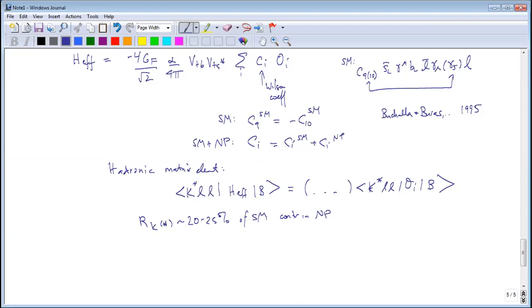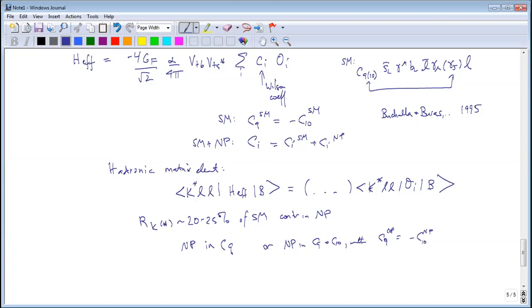But the ones that seem the most preferred by the fits are either new physics in C9, or new physics in C9 and C10, with C9 new physics equal to minus C10 new physics, just as a smaller proportion compared to the standard model contribution. So in other words, that is one of the preferred solutions.